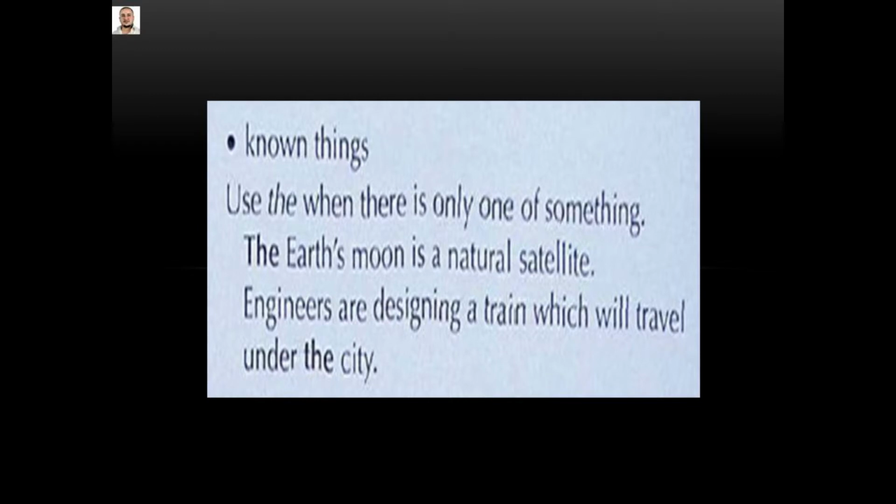Known things. Use the when there is only one of something. We call it a unique noun. For example, the Earth's moon is a natural satellite. Engineers are designing a train which will travel under the city.